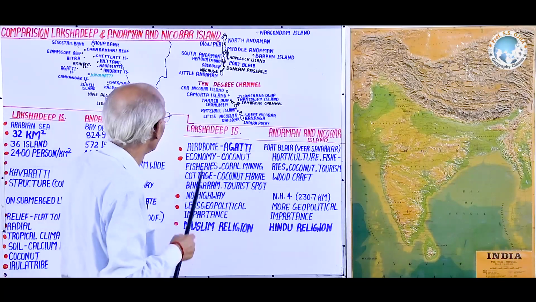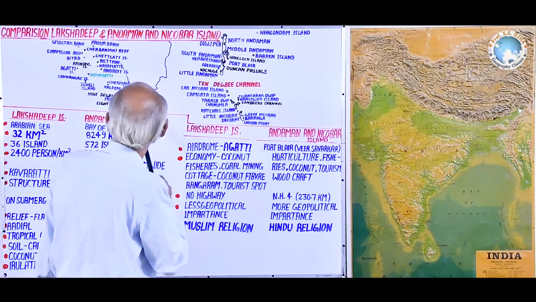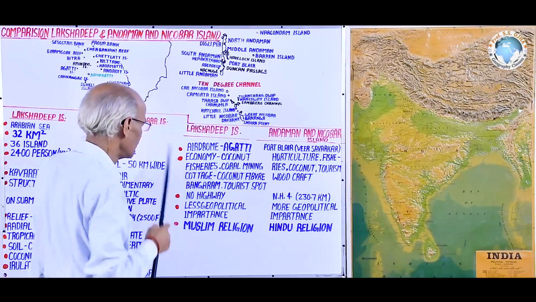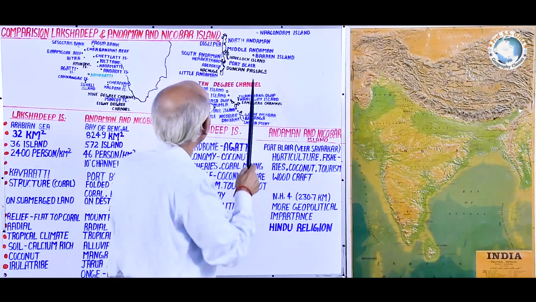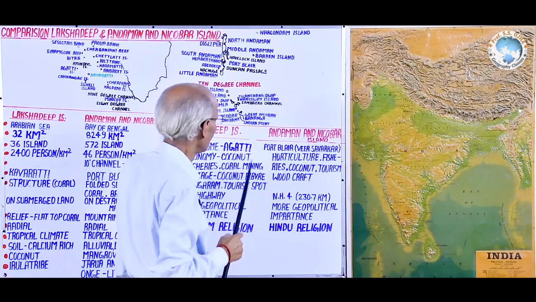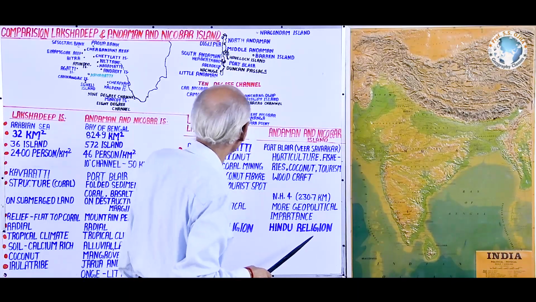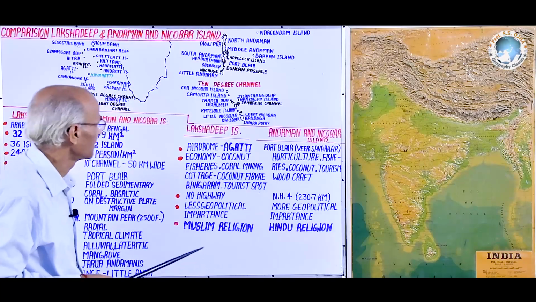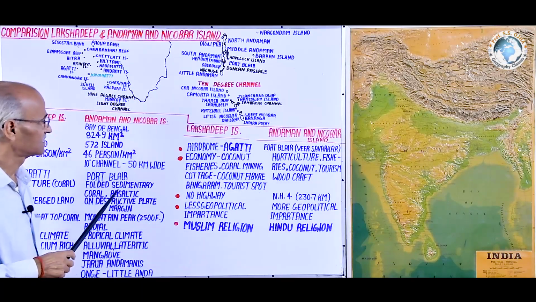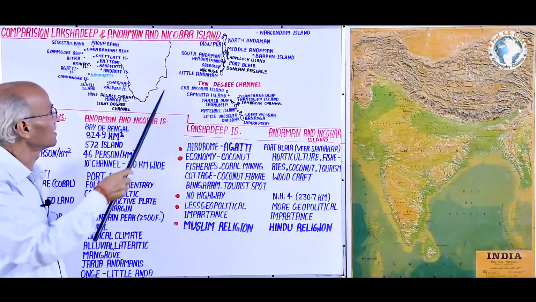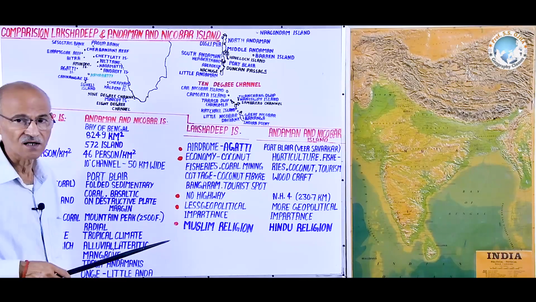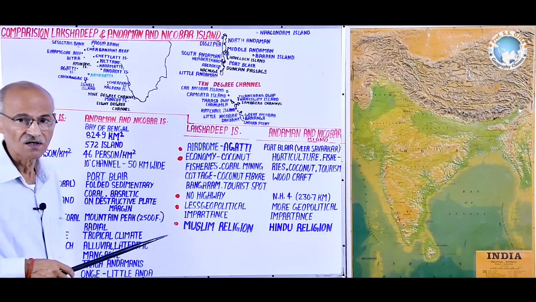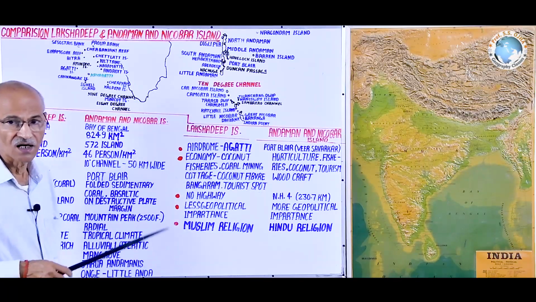And now about the tribes. The tribal people of Lakshadweep believe mostly in the Muslim religion, contrary to it those of Andaman and Nicobar in the Hindu religion. These are the main points of difference between Lakshadweep and Andaman Nicobar. And here we have noted nearly all the physical, environmental and human aspects.